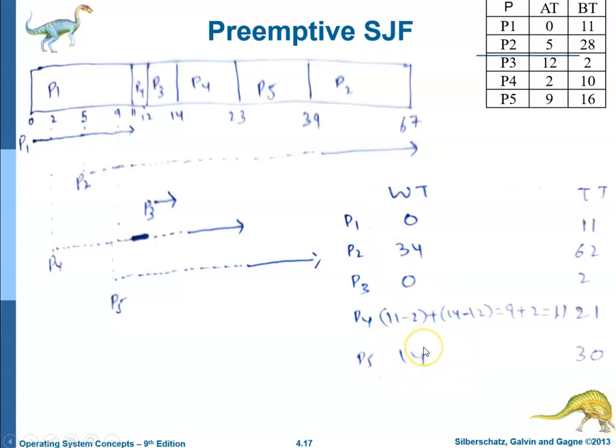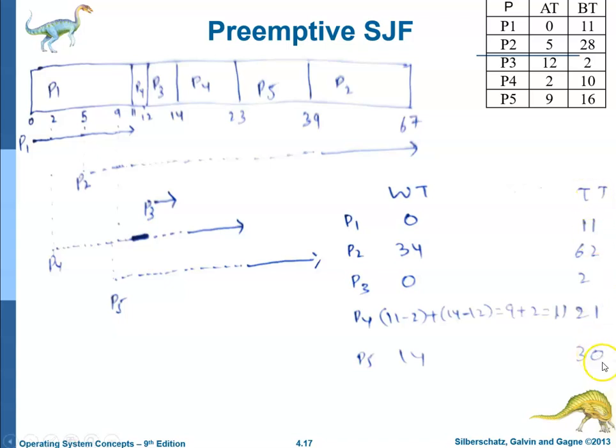Once you calculate the waiting time, turnaround time is simple. Turnaround time is nothing but wait time plus the burst time. So turnaround time of P1 is 0 plus 11, 11. For P2, 34 plus 28, it is 62. P3, 0 plus 2, 2. P4, 11 plus 10, 21. P5, 14 plus 16, 30. So turnaround time is just wait time plus burst time.